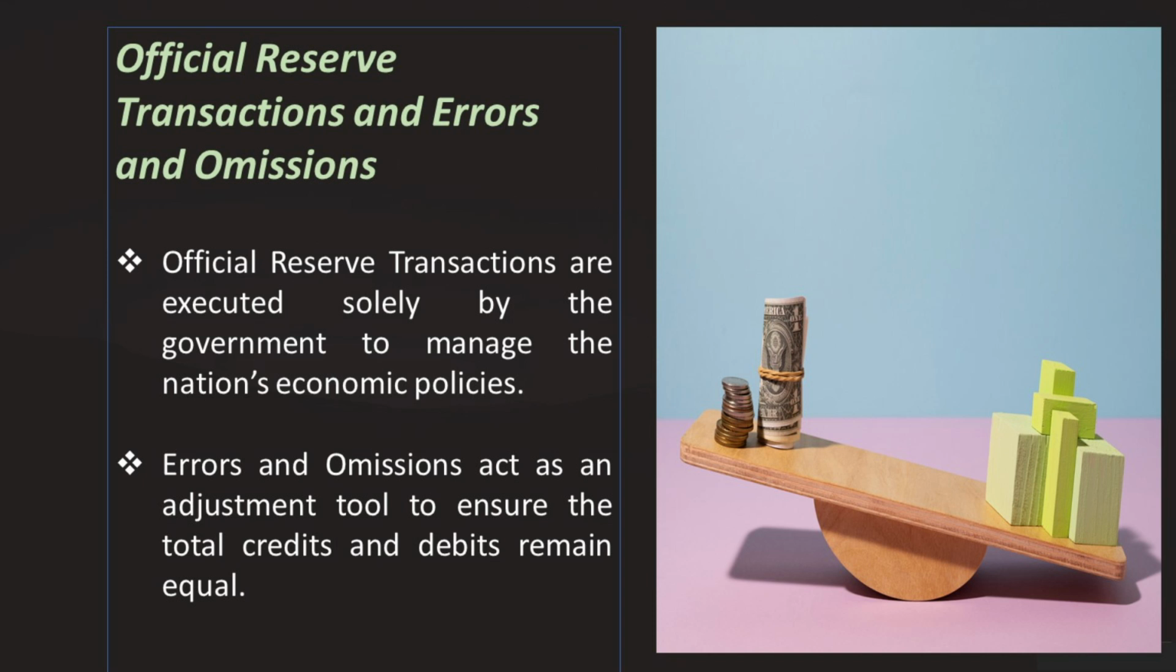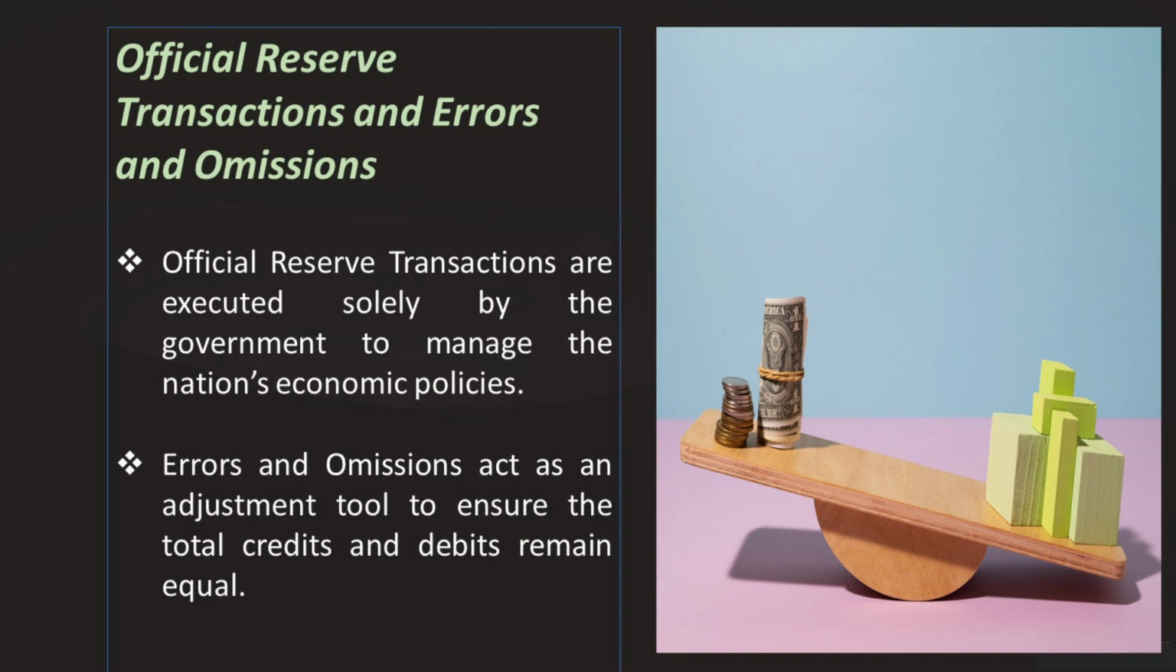Now, what is errors and omissions? Why do we include errors and omissions as a component of balance of payment? This is because the balance of payment must always balance due to the principles of double entry bookkeeping. Whenever you enter any item, you can enter it either as a credit or as a debit.